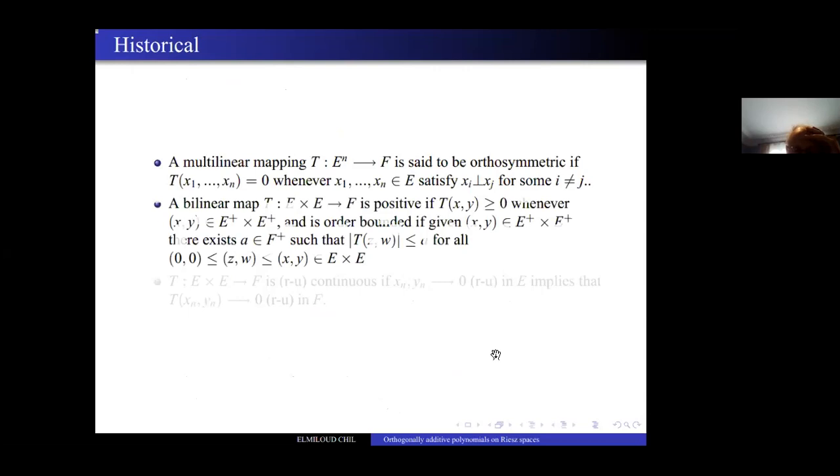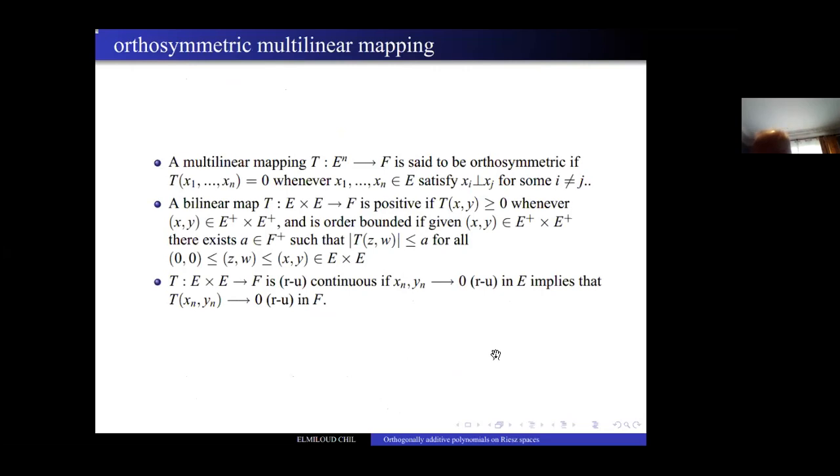So this is the definition of orthosymmetric. And in the same way we can define the order-bounded notions for multilinear maps. So we can say that a multilinear map T is positive if T(x,y) is positive whenever the two elements are positive, and the same for order-bounded multilinear maps. It's the same way to define positive and order-bounded in Riesz spaces.